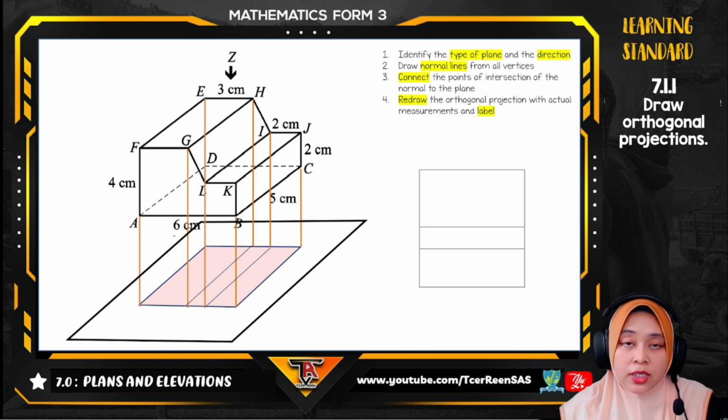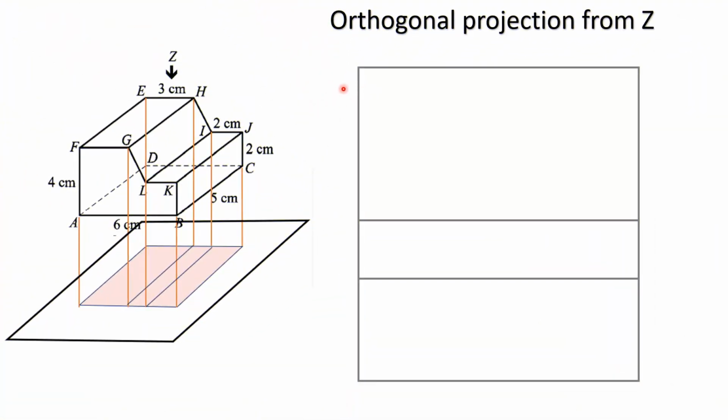You can see here how to draw the orthogonal projection with an actual measurement. This one you can see how to label it. For example, here is F, going down to A. So the label is FA. And how about this one? ED. So we read it from E going down, at the back there, ED. And here H, going down, nothing more, right?